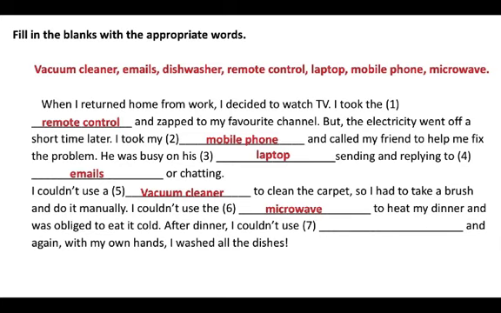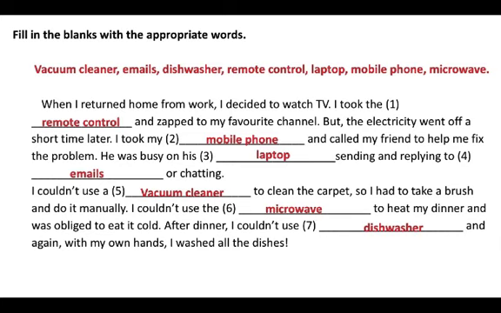After dinner, I couldn't use, and again with my own hands I washed the dishes. Alright, which machine do we use to wash dishes? It's what is called dishwasher. Dishwasher. Great. Washing the dishes, or as we say in the northern dialect in Morocco, it's a local word. Great. So that's it for this task.